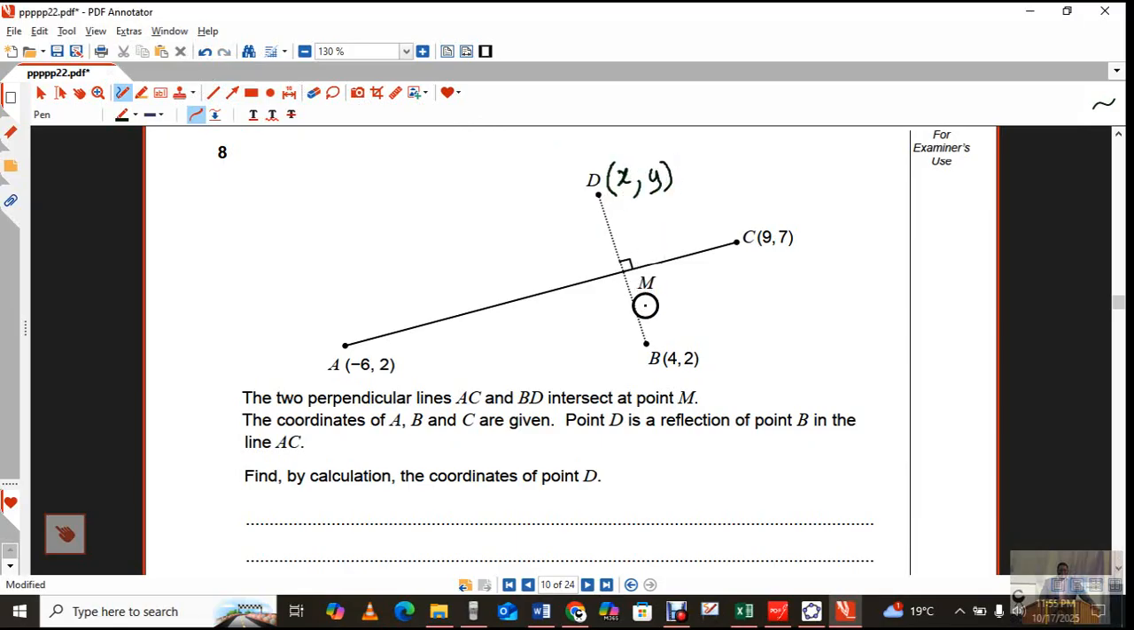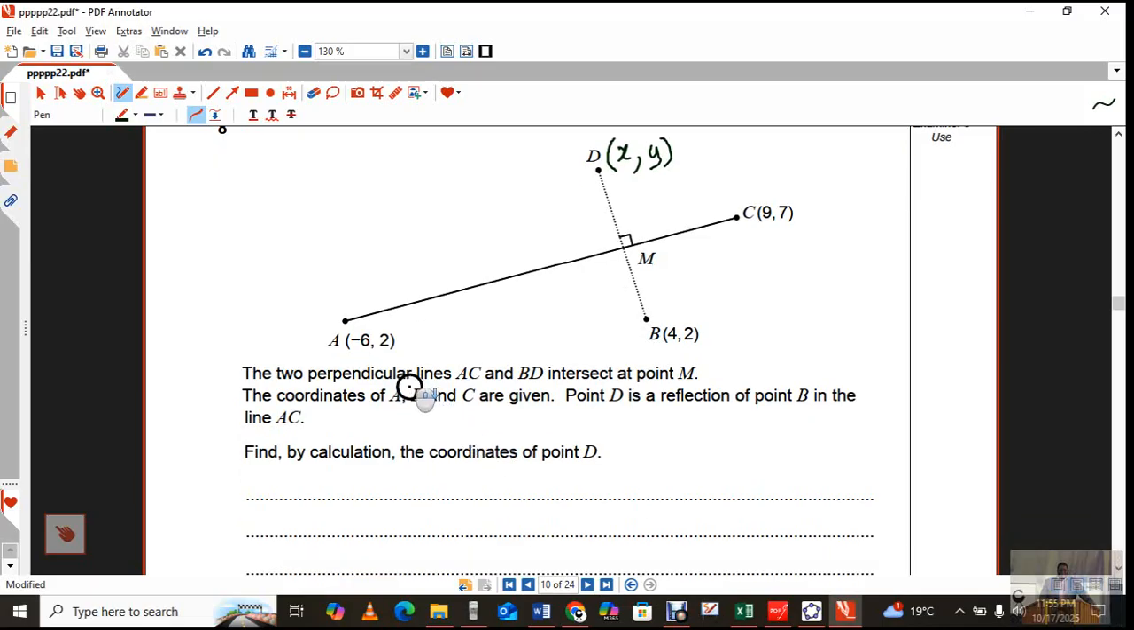There are many ways you can look at that question. So what is the first thing? They say find by calculations the coordinates of D. So what I will do is first find the equation of AC. For me to find the equation, that's the first thing I'll do. I need to find the equation of line AC, which I'm going to write in the form y equals mx plus c.